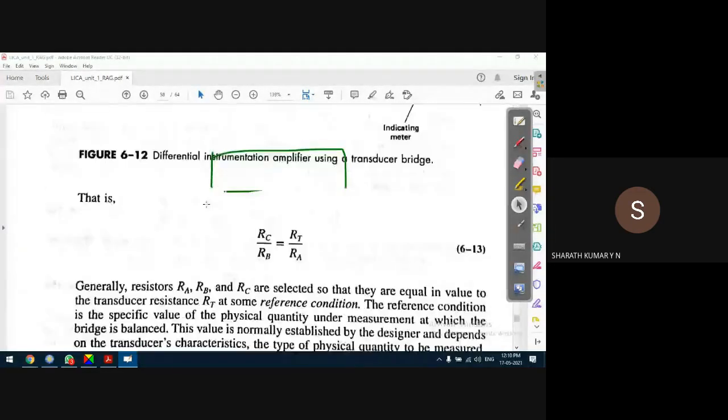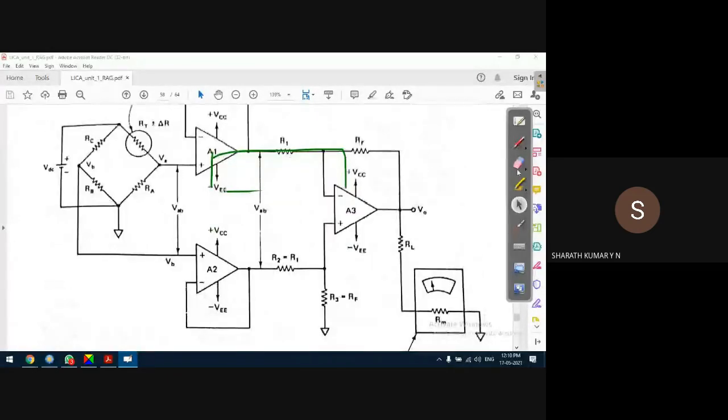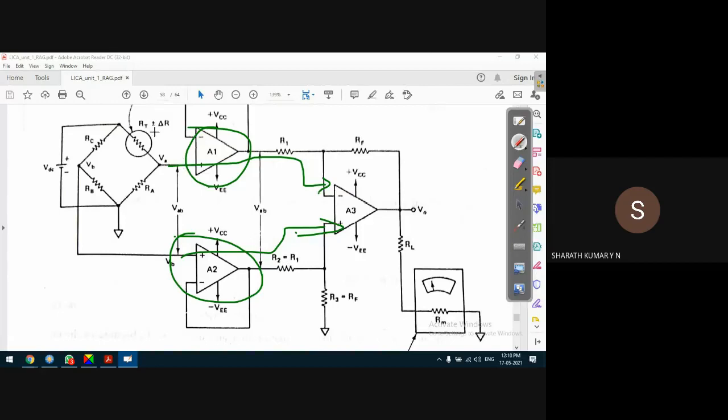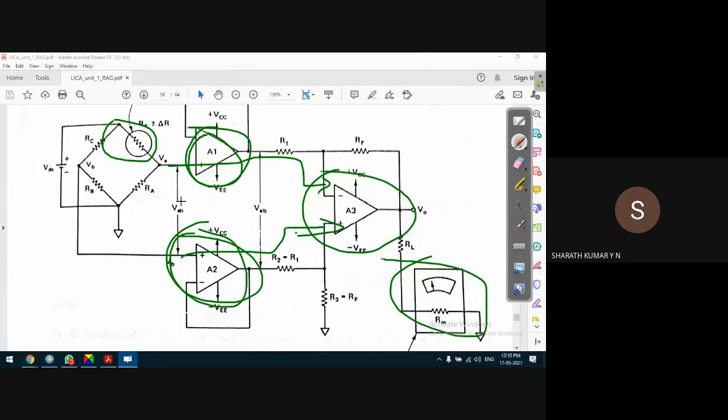Okay, the obvious question here is what is the purpose of this A1 and A2? Since it is acting as a voltage follower, you could have connected this directly to this A3 instead. But using A1 and A2 will help in isolating this bridge circuit from the output circuit, that is, from the measuring device. A1 and A2 will help in isolating, thereby reducing the loading effect of this measuring device on the transducer.